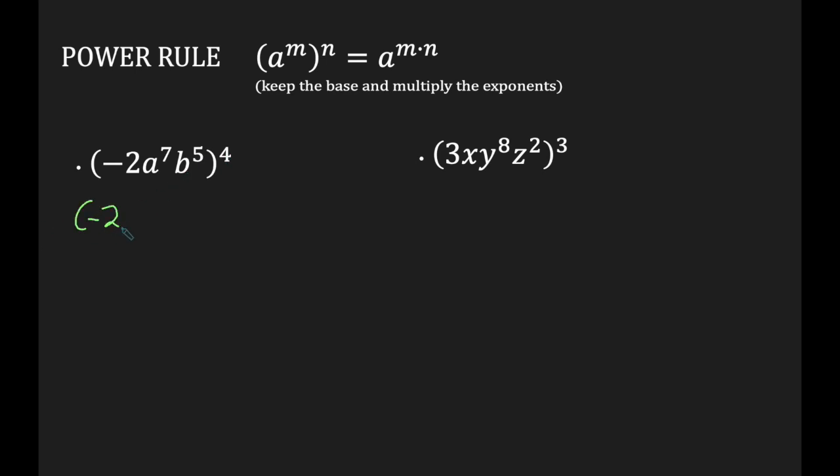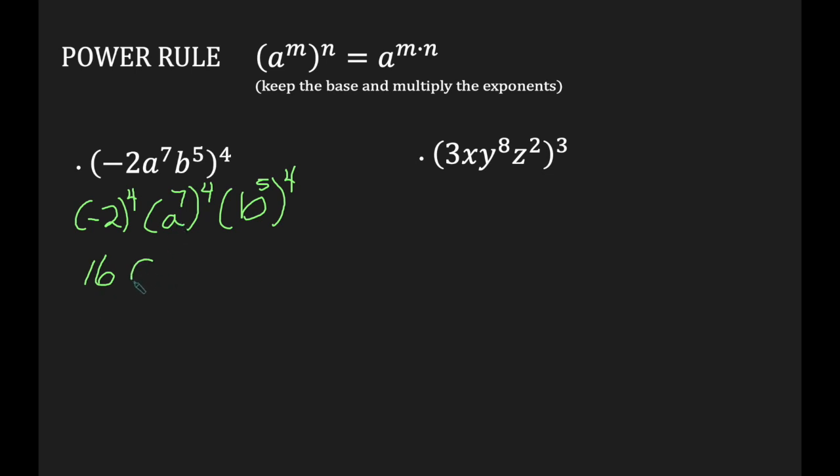So negative 2 will be raised to the 4th power. A to the 7th will be raised to the 4th power. And b to the 5th will be raised to the 4th power. Now remember from our order of operations, right here, the negative 2 raised to the 4th power, because this 4 is even, my answer will be positive, and 2 to the 4th power will give you 16.